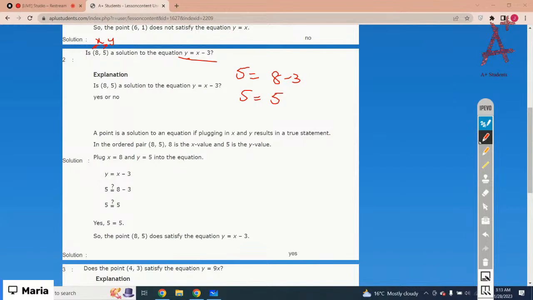Okay, so the next one is: that means the point (8, 5) is a solution of the equation y equals x minus 3. Got it?